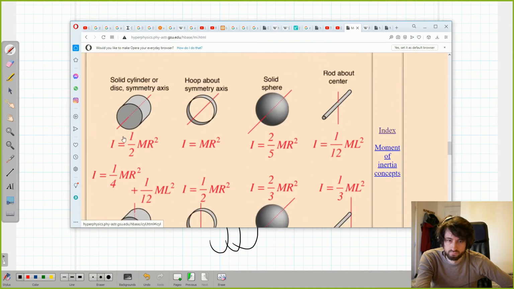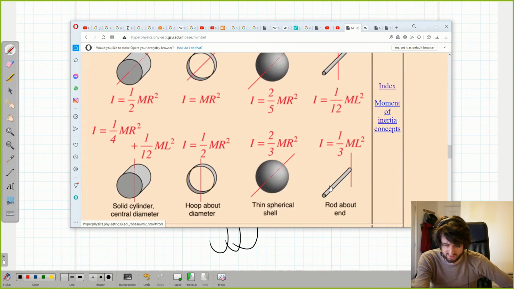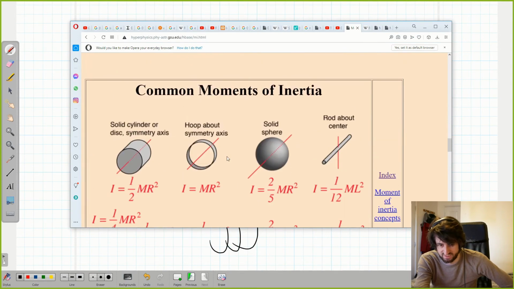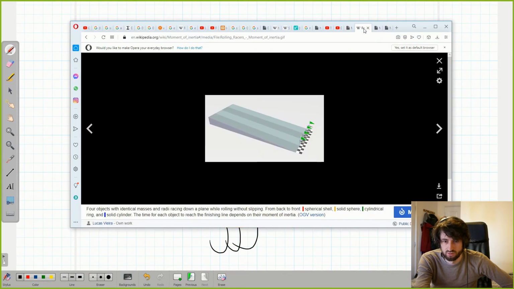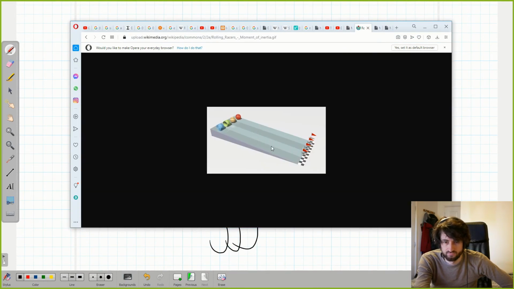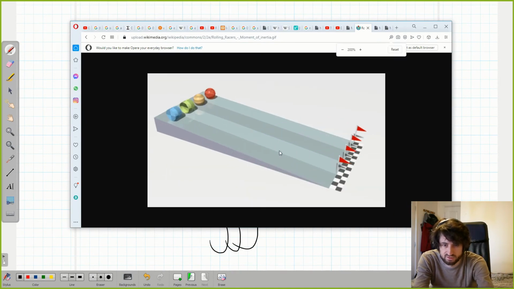But if you have a solid disk, it has this inertia. This is the inertia of a sphere. This is the inertia of a rod. And you can calculate this by summing the inertias of all the points. Well, what does this mean? What does it mean to you? Well, look. Here's some things rolling.